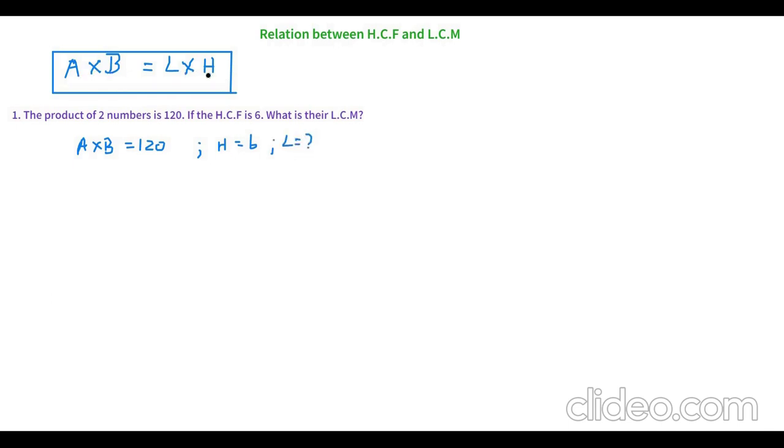So we will use the same formula. The product of two numbers equals product of LCM and HCF. The product of two numbers is already given, which is 120 equals 6 times L. We don't know L, so let the L be as such. So it is 120 divided by 6 equals L. So 120 divided by 6, L equals 20. Isn't it very easy to find out with this formula? Rather than remembering four different formulas, you will remember only one formula. So now let's see another example.